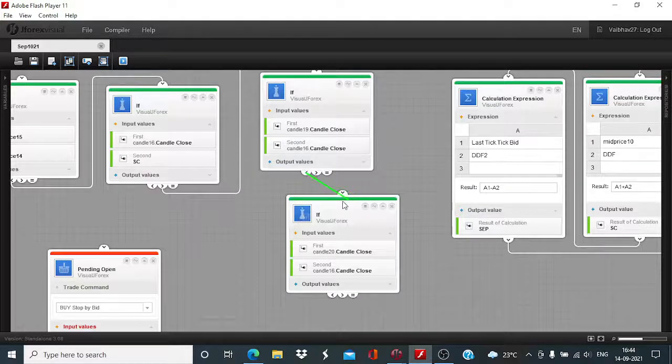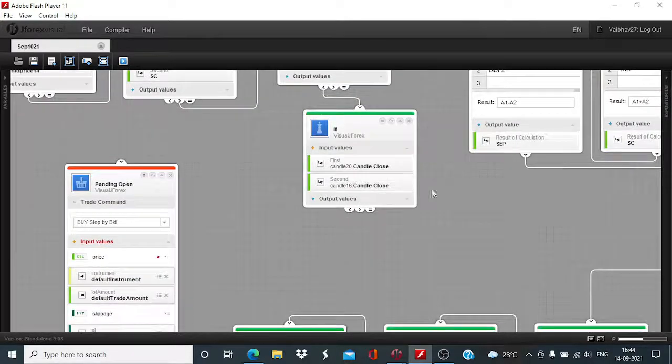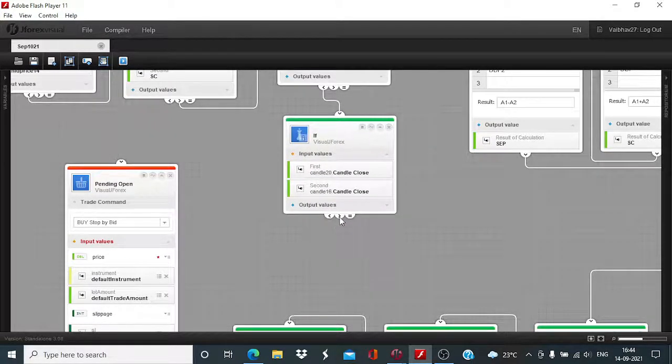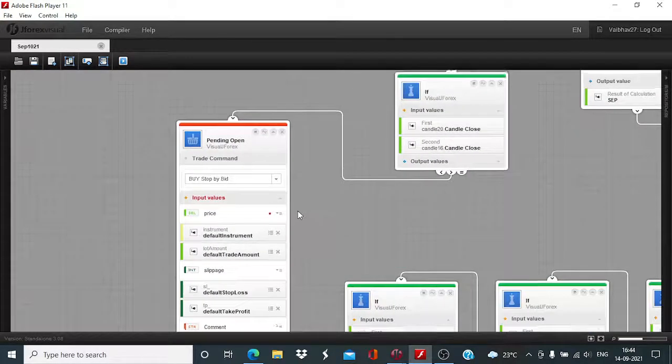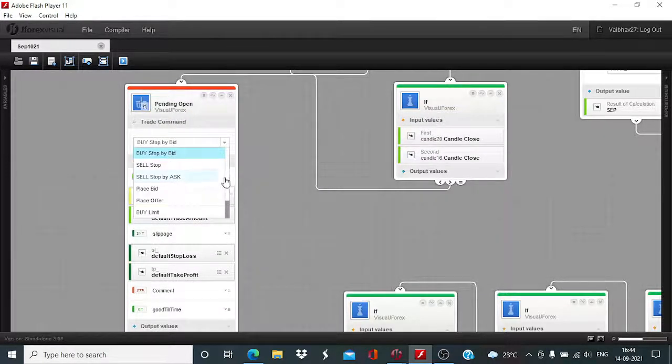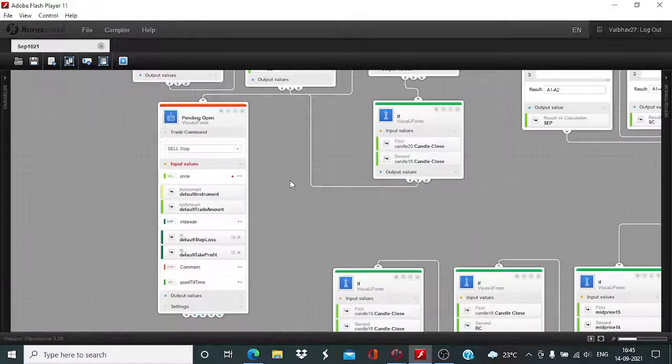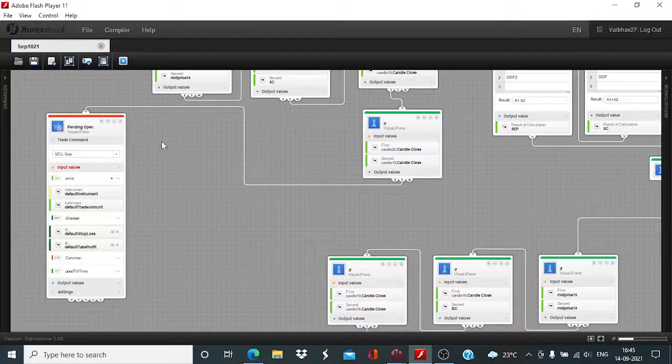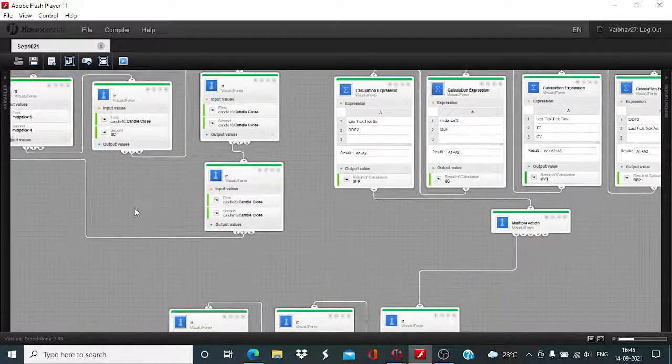Here the first input needs to be lower than the second input, whereas candle 20 candle close should have been higher. So we have to define first input greater than second input in second if else statement. And after that comes the trade command block sell. As I said, this is going to be a sell stop order. So we have to find this option. And prior to defining of the input parameters, I will arrange this on the lower side.